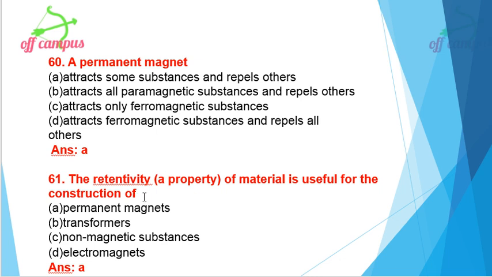Then the retentivity, it is a property of... The retentivity of a material is useful for the construction of permanent magnet, transformer, non-magnetic substances, or electromagnets. The retentivity of a material is useful for the construction of option A, permanent magnet. What is retentivity? Retain magnetism. Okay, it is useful for the construction of permanent magnets.